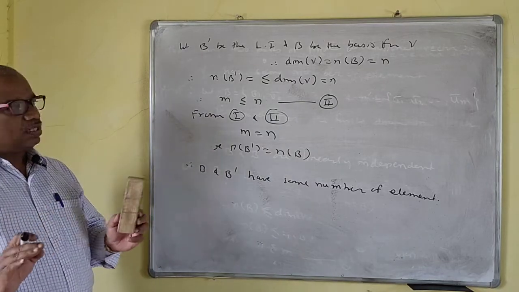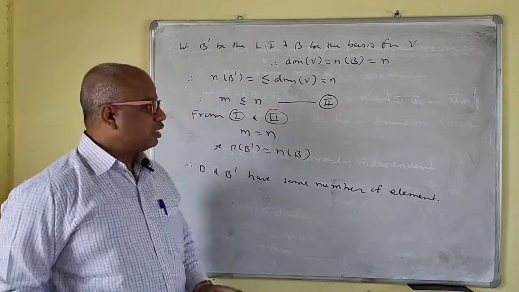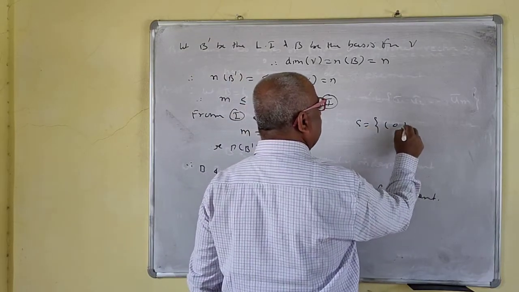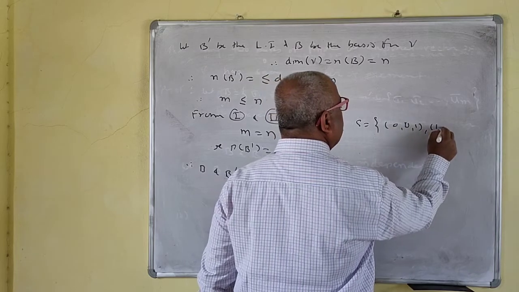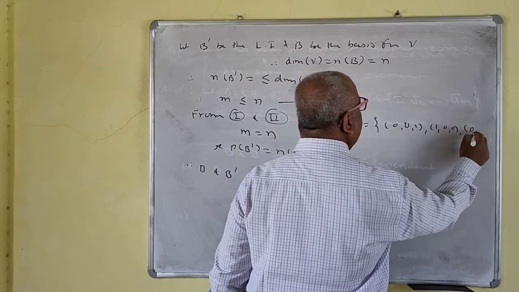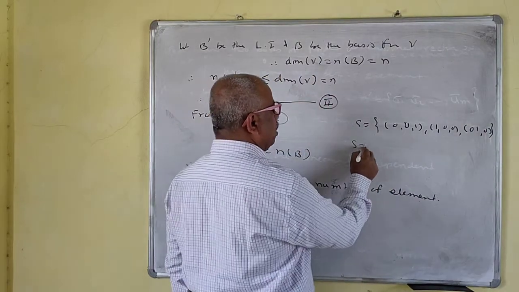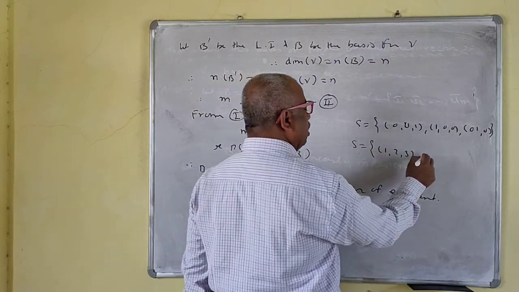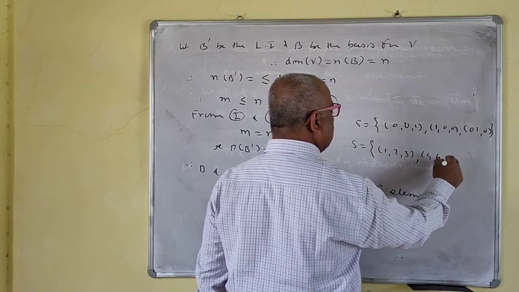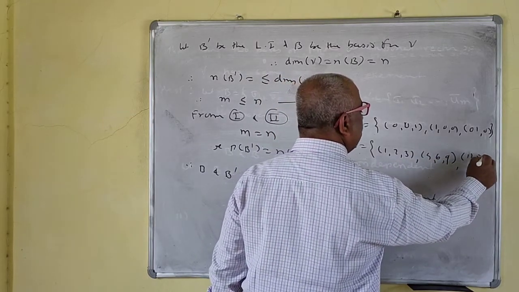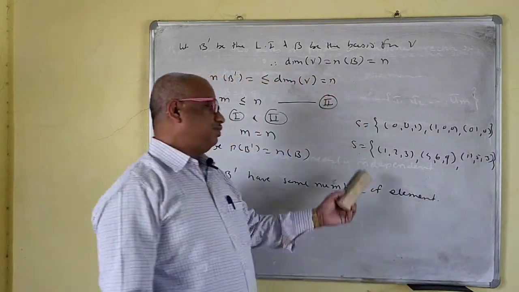So in that basis, the vectors may be different. What does that mean? Suppose S is equal to (1, 0, 0), (0, 1, 0), (0, 0, 1). Okay, so this is the basis. Or if you take (1, 2, 3), (4, 6, 9), (11, 5, 3), this may be your basis.